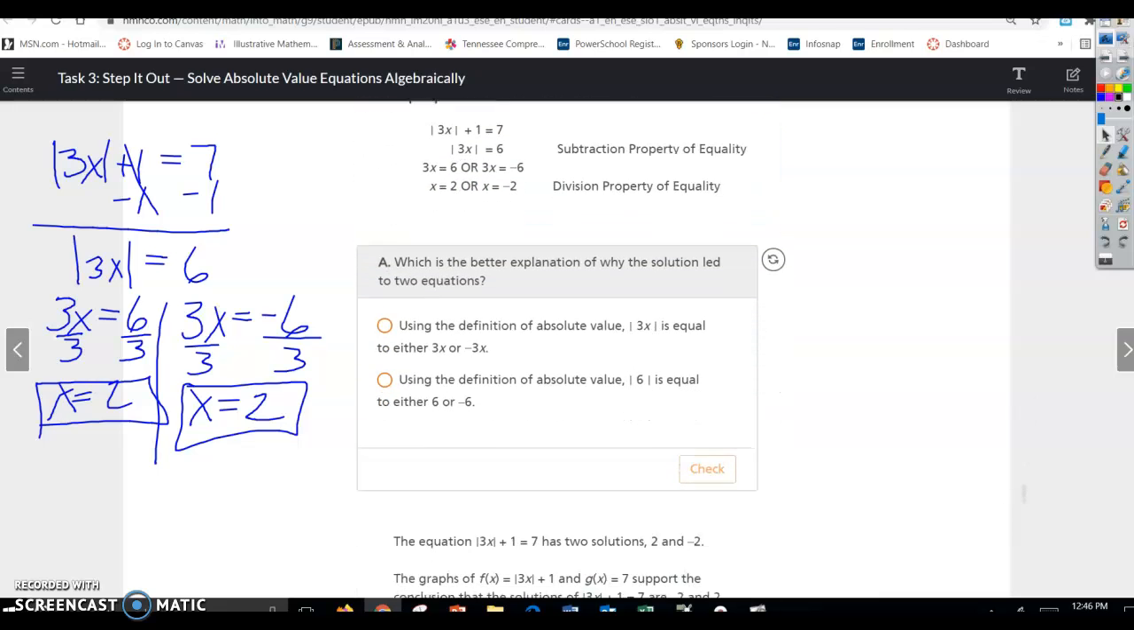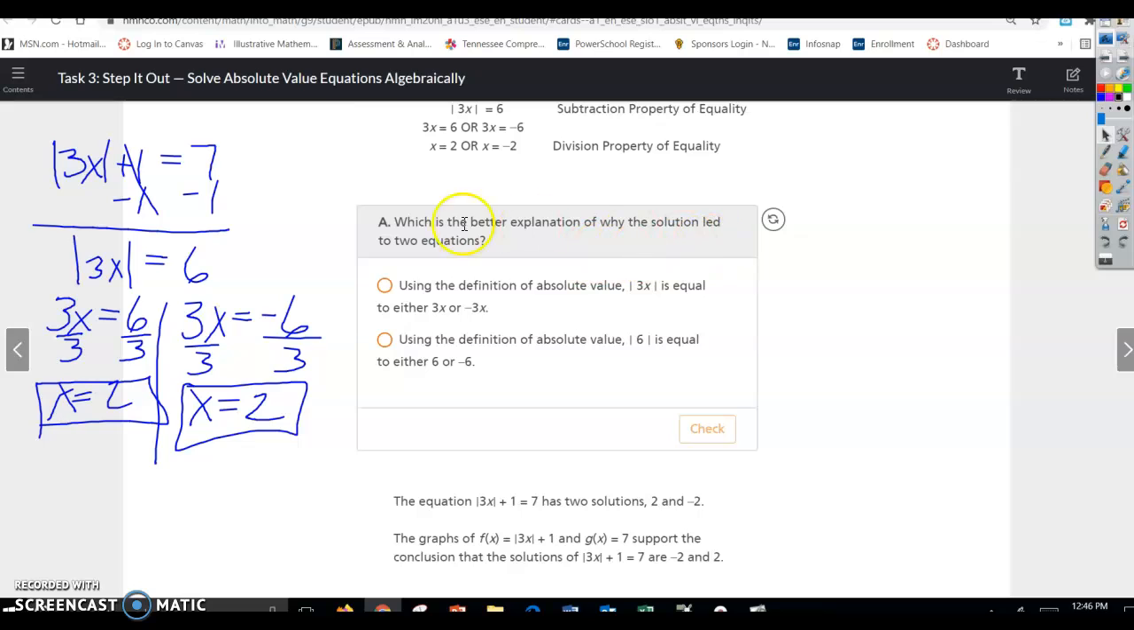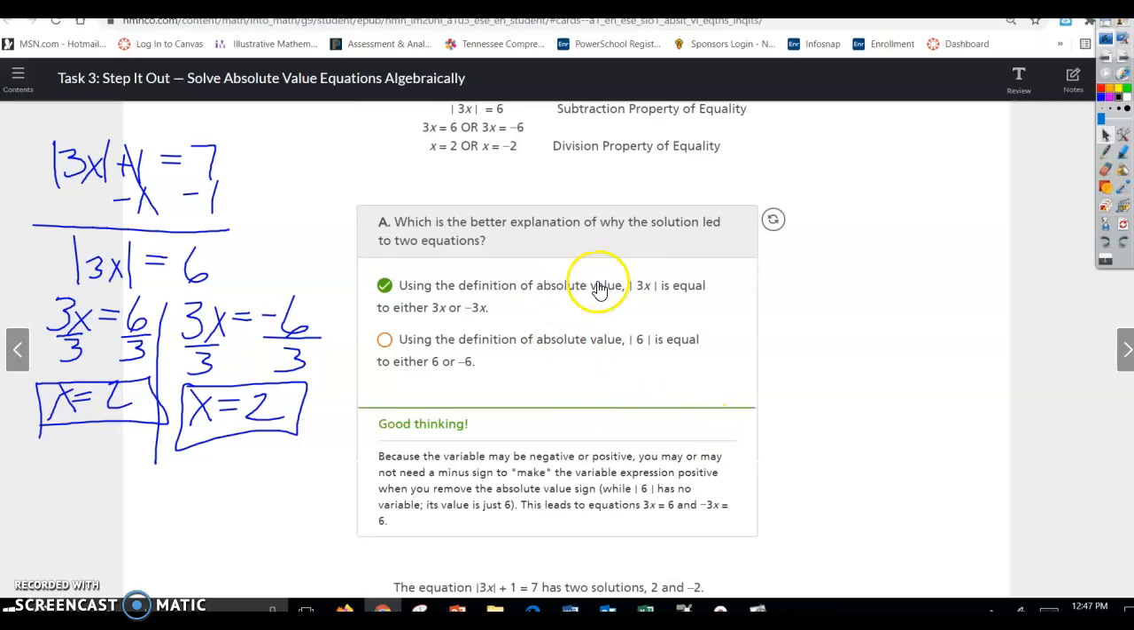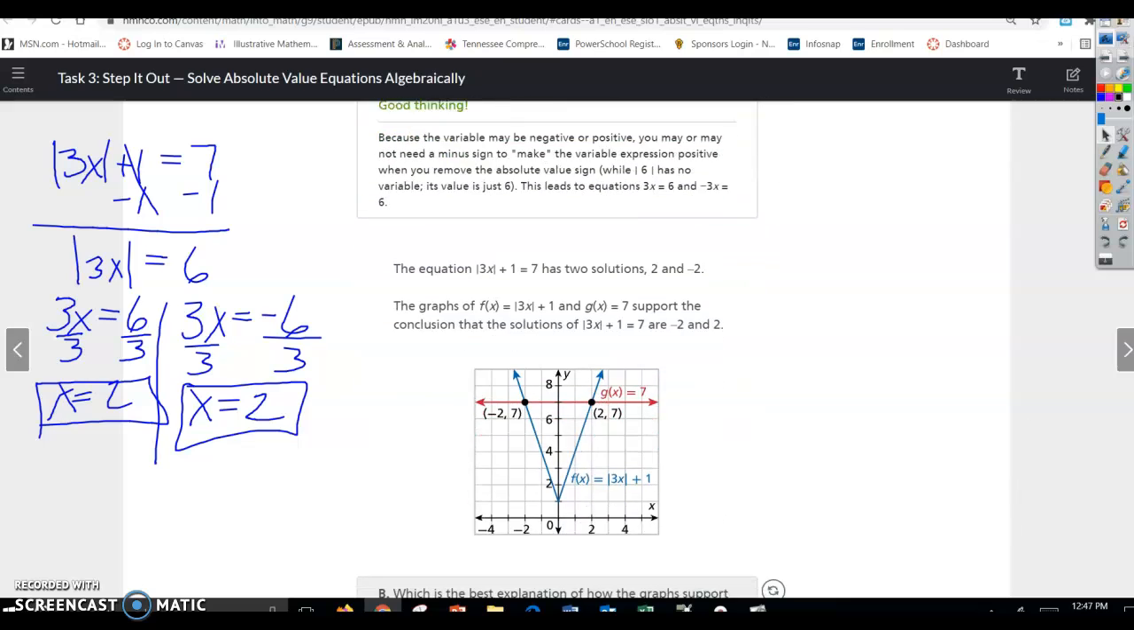All right, so it says, which is the better explanation of why the solution led to two equations? Using the definition of absolute value, the absolute value of 3x is equal to either 3x or negative 3x. Using the definition of absolute value, the absolute value of 6 is equal to either 6 or negative 6. Well, 6 is always going to be equal to 6. But x, we don't know if x is positive or negative.